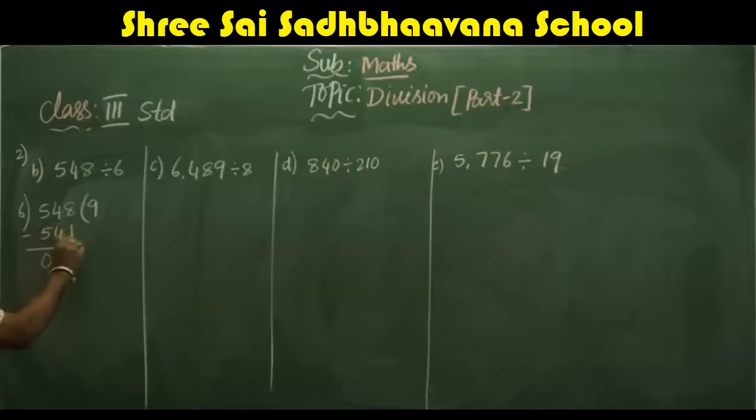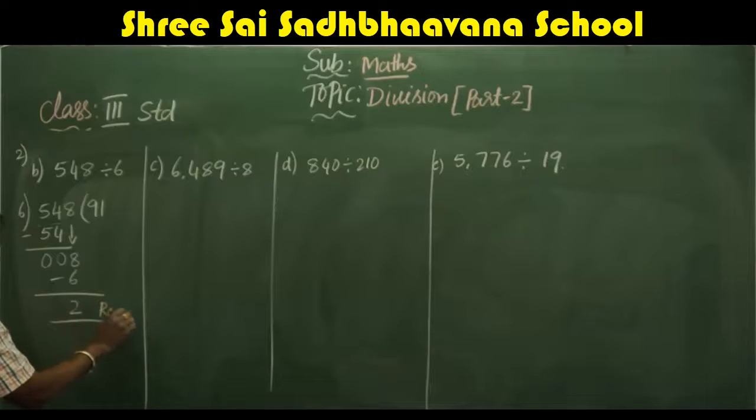Now we take down 8. 6 ones are 6. Subtract 8 minus 6, 2. So this is the remainder. 2 is the remainder. 91 is the quotient. Once again I will explain. 548, because 5 is lesser than 6, so 54. 6 nines are 54. Take down 8. 6 ones are 6. 8 minus 6, 2. Remainder is 2.